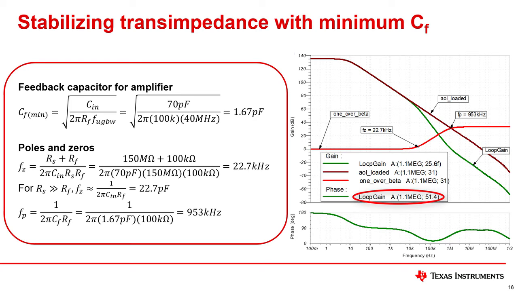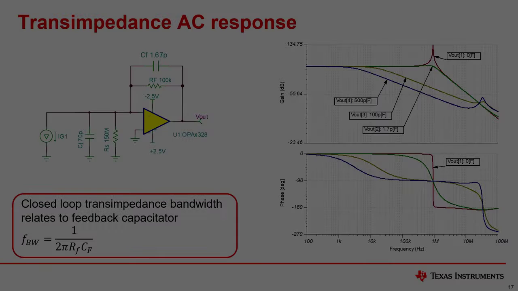Keep in mind that this is the minimum feedback capacitance required for stability. It is good practice to increase this capacitance to account for process variation and tolerance. Increasing the capacitance will decrease the system bandwidth and total RMS noise.